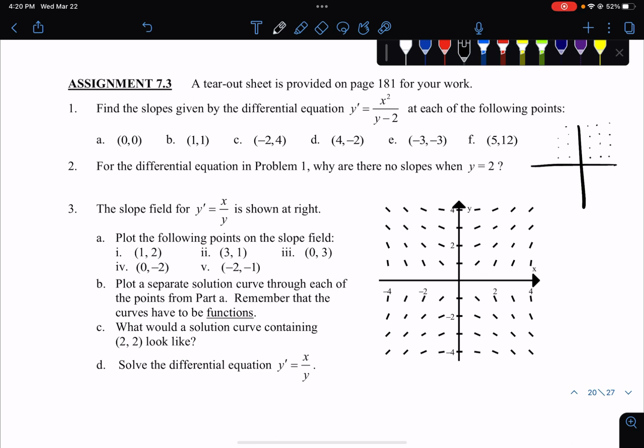So I'll try and find that, and I'll post it with this video so you can print it, or you can just make your own at home, or you can find your own slope field graph online and print it that way. So go ahead and go through 7.3. Email me if you have any questions, and we'll see you next week.